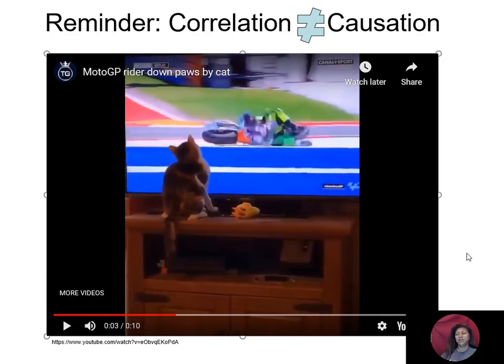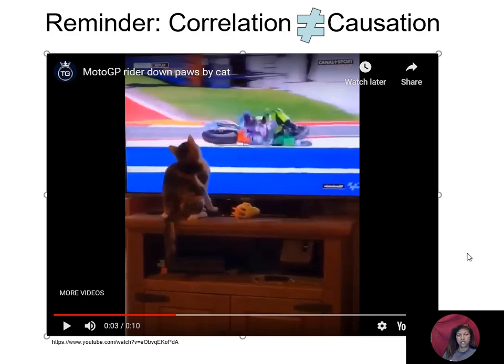Okay, so I show you that video to point out that correlation does not equal causation. Meaning that just because the cat swiping its paw on the motorcyclist, that did not cause the motorcyclist to fall, as you know, right? Seems very obvious in this video, but many times you're going to have correlations presented to you as causation, and correlation does not equal causation.